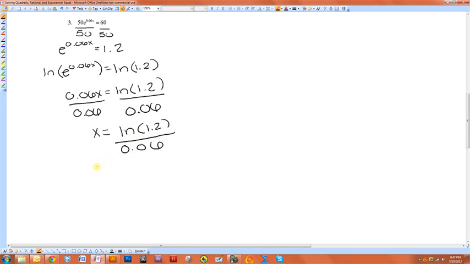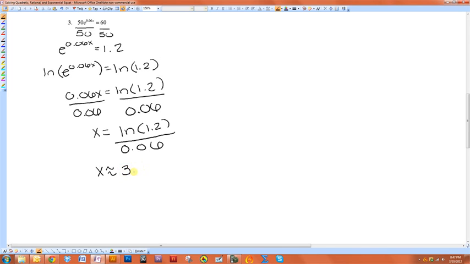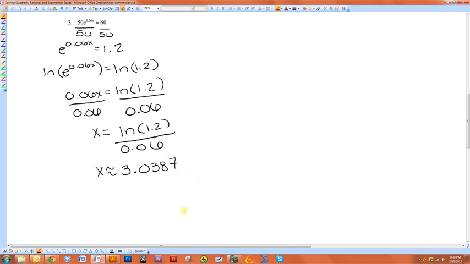Okay, now that is the exact solution. If you wanted to have a rounded solution, you would just do natural log of 1.2 divided by 0.06. So that's approximately equal to 3.0387.